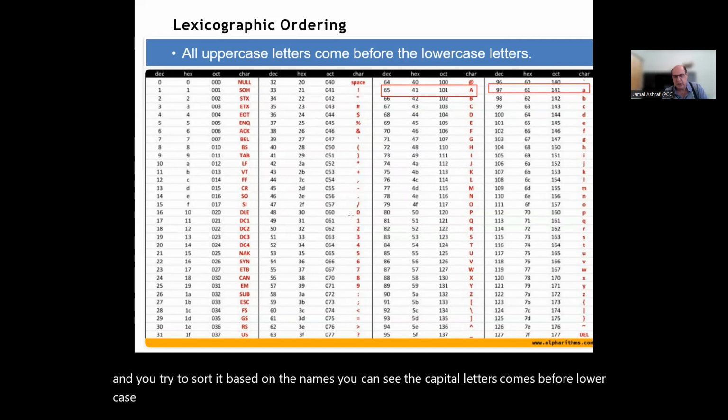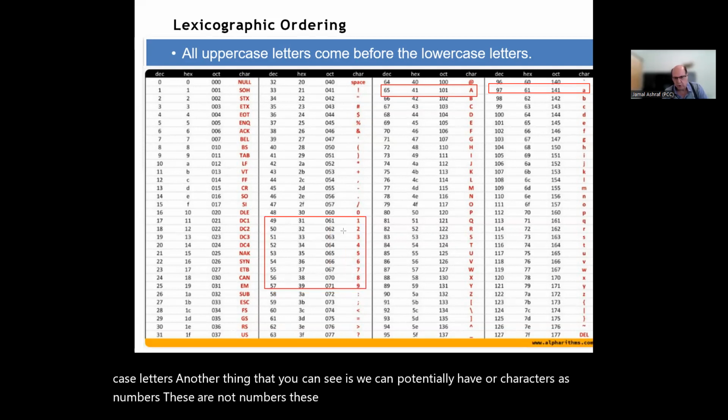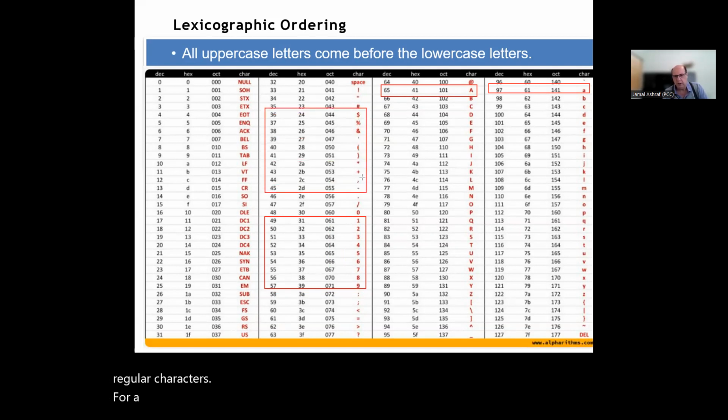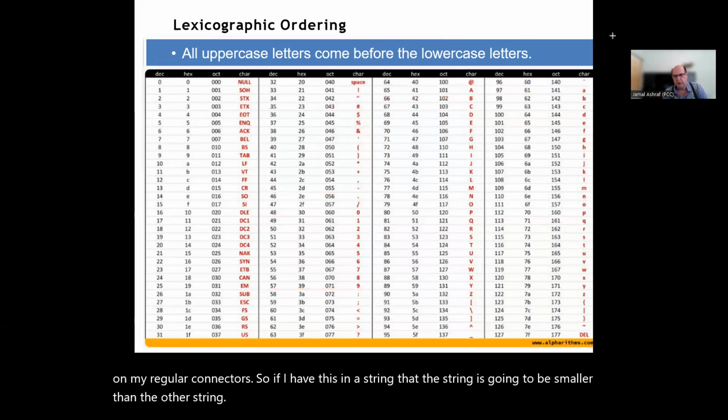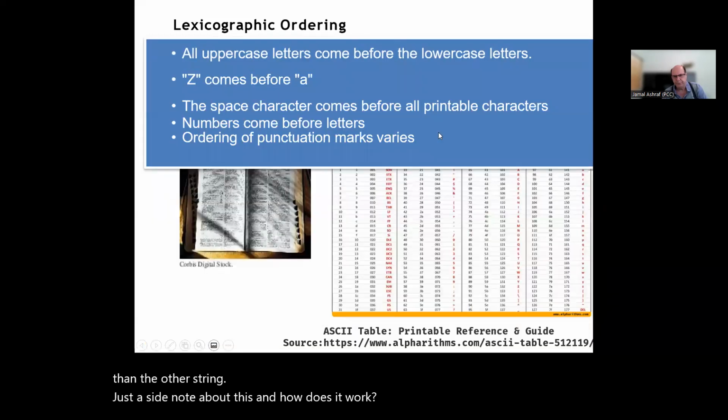Another thing you can see is that we can potentially have characters that look like numbers. These are not numbers, these are characters. So those are smaller than my regular characters. Or special characters, I'm talking about $ and %, and these are all smaller than my regular characters. So if I have this in a string, that string is going to be smaller than the other string. Just a side note about how this works.